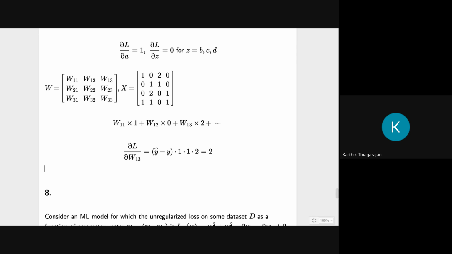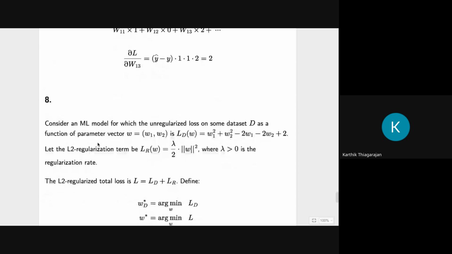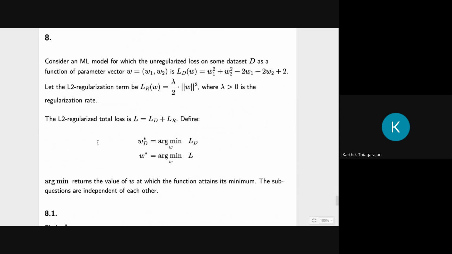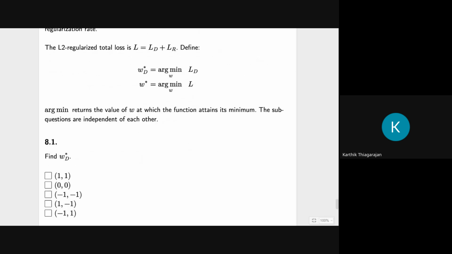Is this fine with everyone? How we arrived at 2? Okay, so that is the convolution question. Finally, this is a very simple regularization question. You need to calculate two values. One is the optimum weight value without regularization, and the other with regularization. So find WD star.